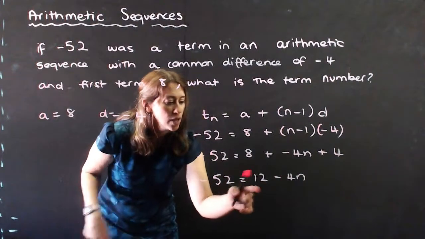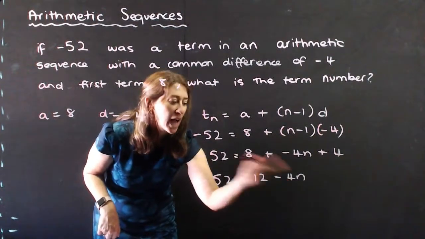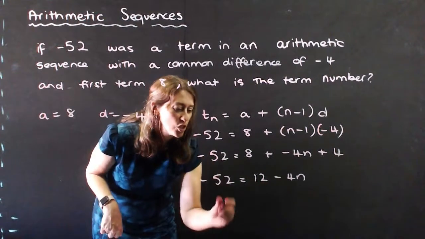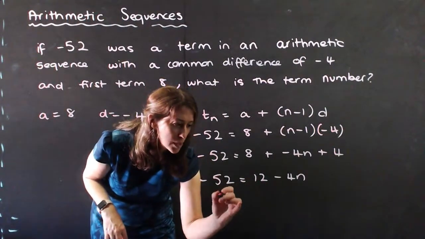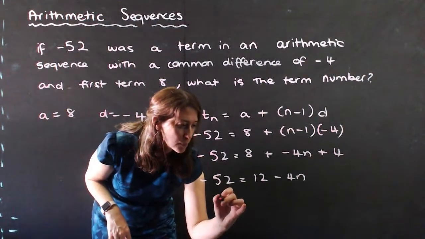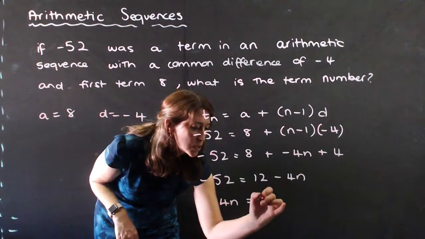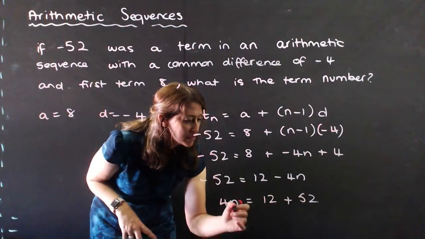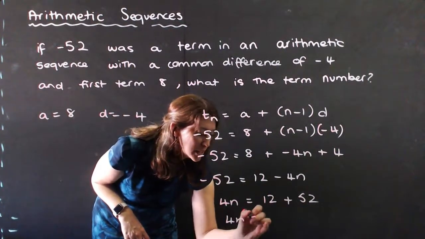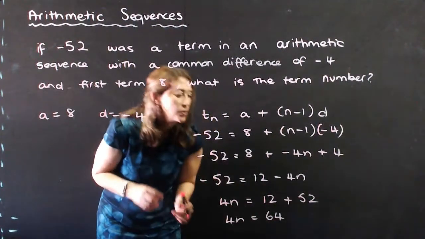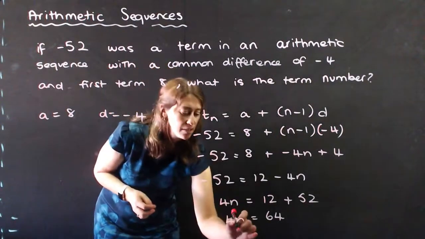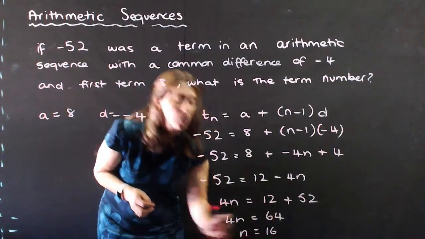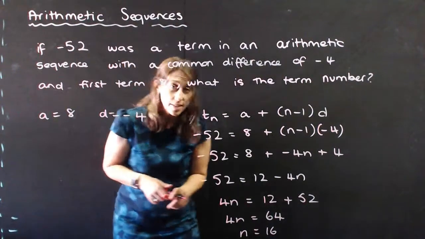So I'm going to now add the 4n over there and then add the 52 to there, and I get 4n equals 12 plus 52. Add those together, we get 64. 4n equals 64, so n equals 16. So it's the 16th term. So minus 52 is the 16th term.